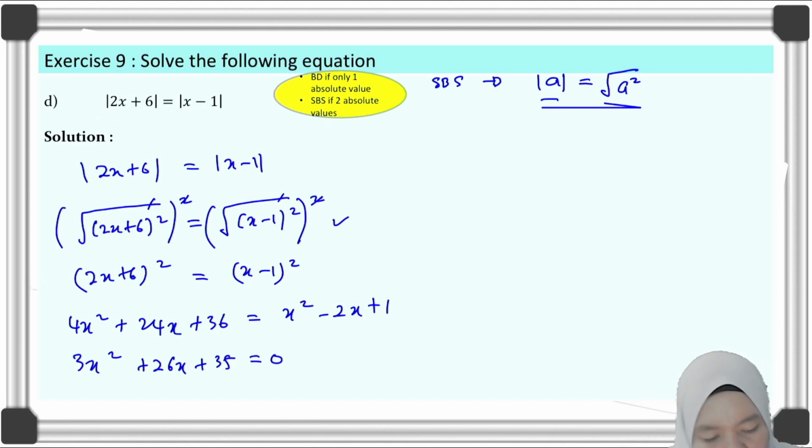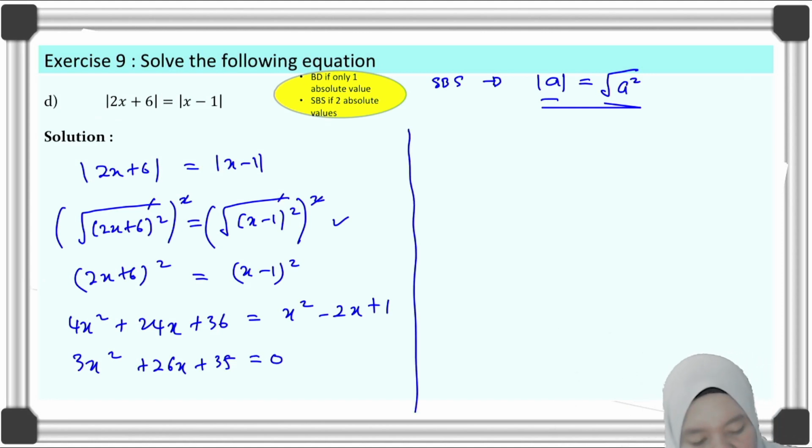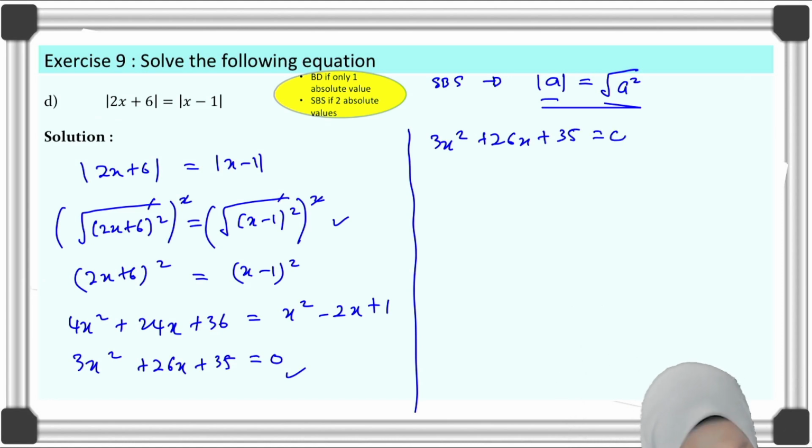Alright. Okay, kita continue. Lepas kita dapat bentuk ni, kita nak buat apa? Nak selesaikan. Sekarang kita nak selesaikan quadratic equation lah. 3x square, saya salin semula. 3x square plus 26x plus 35 equals to 0. Right. So, saya cuba faktorkan. Equals to 0. So, 3x and x.